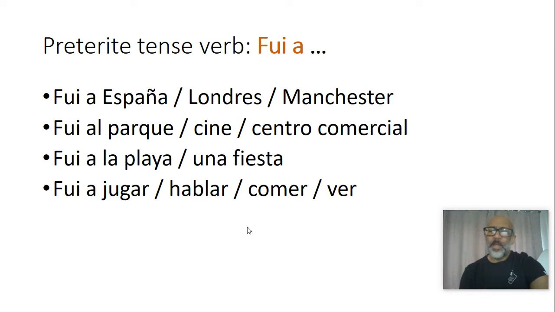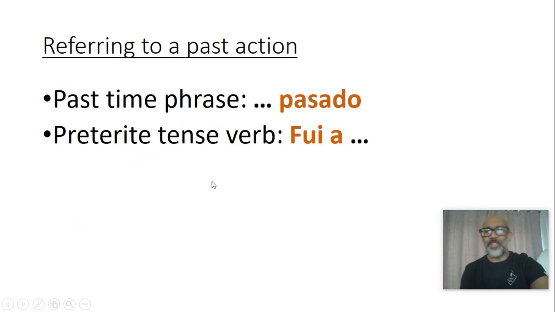Look at some verbs now. ¿Cómo se dice en español? I went to eat in a restaurant. Sí, fui a comer en un restaurante. ¿Cómo se dice en español? I went to play football. Sí, fui a jugar al fútbol. Muy bien.